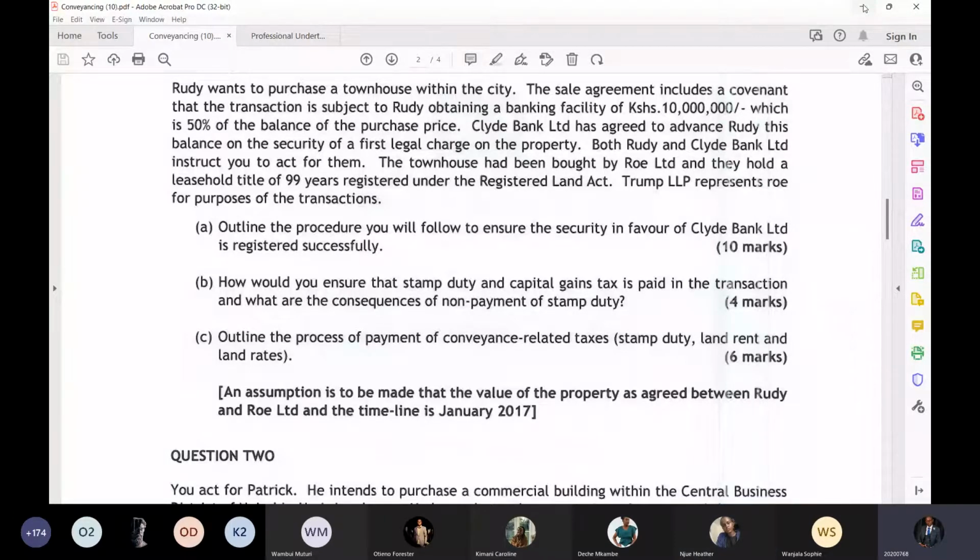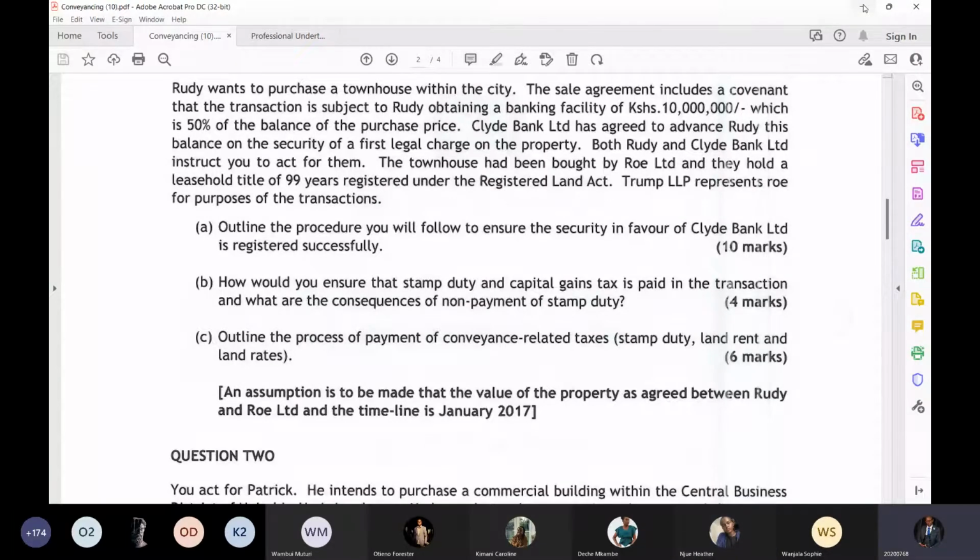Okay, now for the transfer, the valuation will be done on, here they say an assumption is made that the value of the property is agreed between the parties, and the time is January 2017. So I think from the question, they're just saying that the value of the property is from the sale agreement. The full consideration, not the balance, not the part payment, is 20 million. My question is with respect to if it was not a question and it was part, say in practice, it is part financed and part not financed.